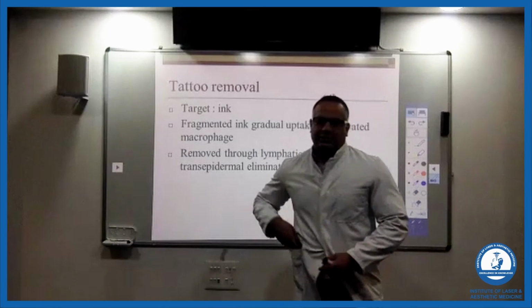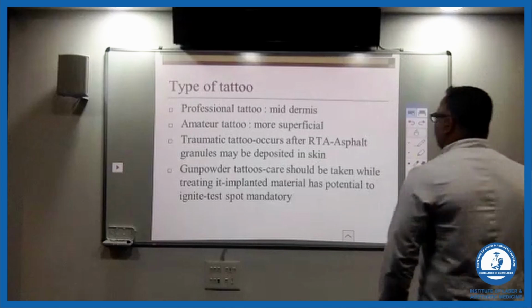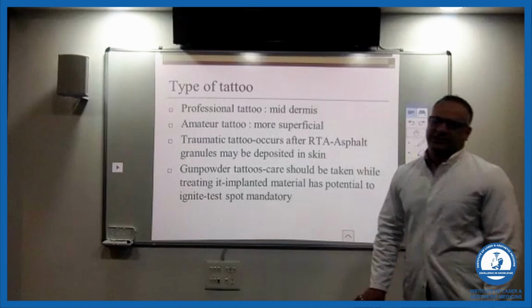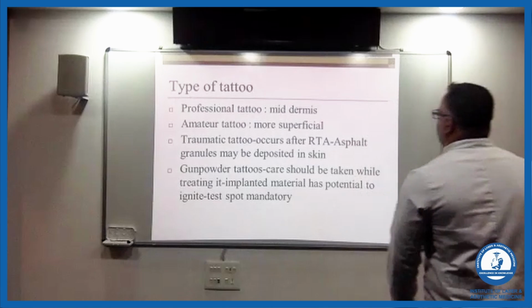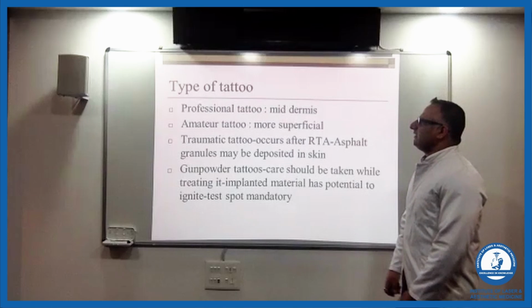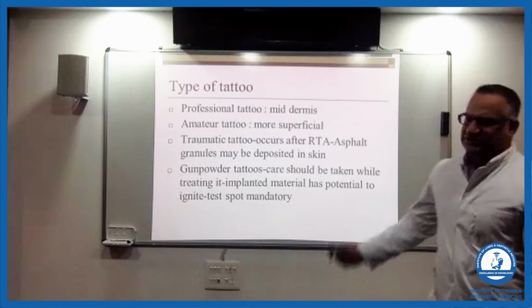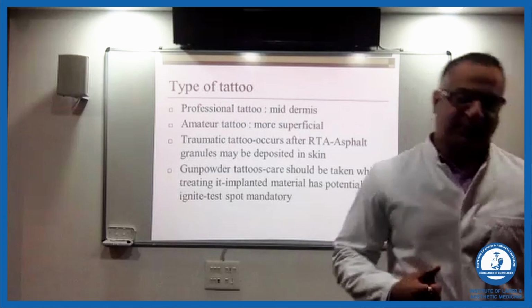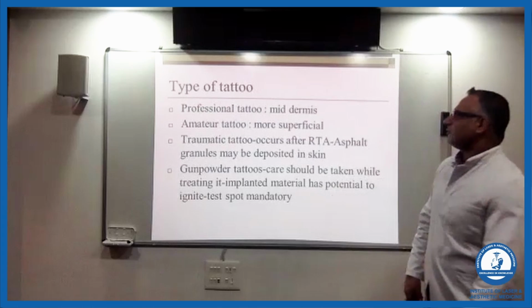Alright, so these are the different types of tattoos which you can see: professional tattoos, amateur tattoos, traumatic tattoos, and gunpowder tattoos. Professional and amateur are the two other forms of tattoos which you see. Professional tattoos, because they are professional, have stable inks and are done in deeper skin layers, so a larger number of sessions would certainly be required.